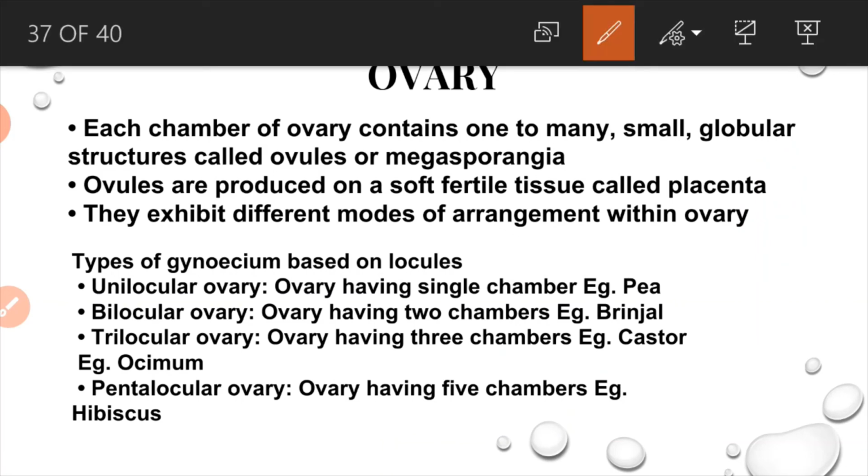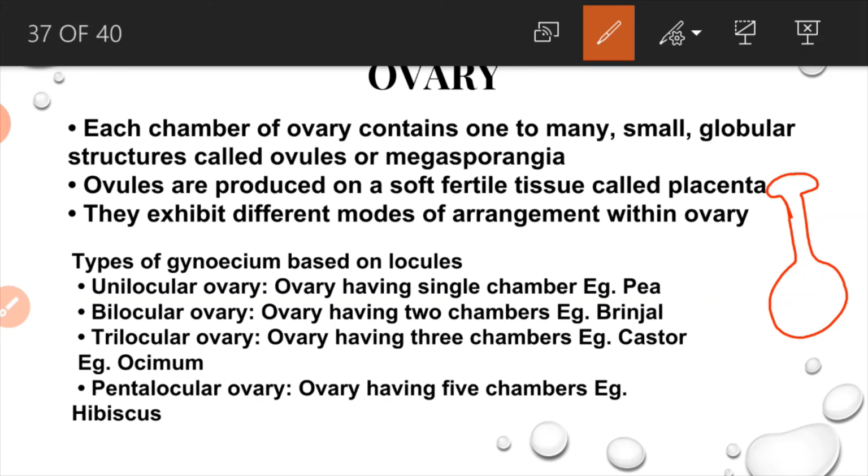Now the lower portion of the pistil is known as ovary. Each chamber of the ovary contains one to many small ovules in it. Ovules are produced on a special fertile parenchymatous tissue that is known as placenta. How the ovules are arranged on the placenta is known as placentation.